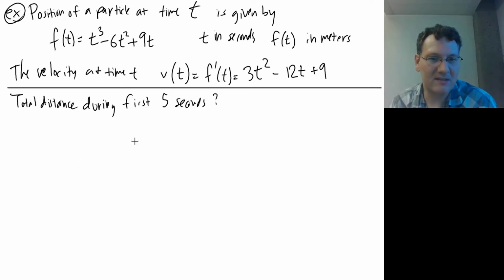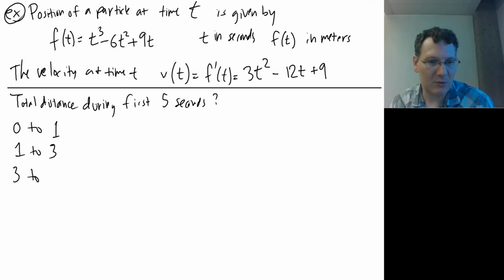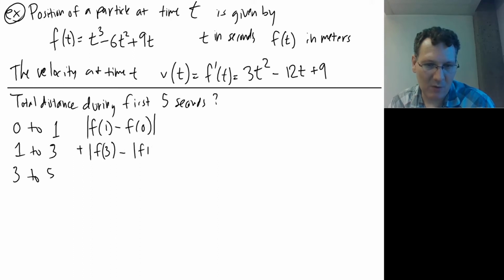So if we wanted to know the total distance traveled during the first 5 seconds, what we need to do is figure out from 0 to 1 second, how far does it travel? From 1 to 3, how far does it travel backwards? And then from 3 to 5, we need to figure that out. And so what we would do is figure out what's f of 1 minus f of 0. That's the distance. Now, in fact, for all of these, we can just write it as absolute values. Plus f of 3 minus f of 1 plus f of 5 minus f of 3.